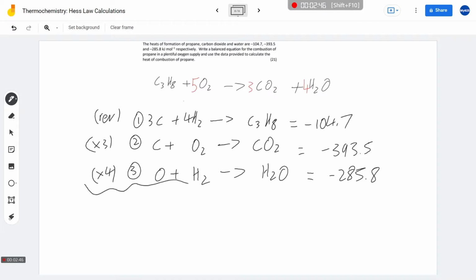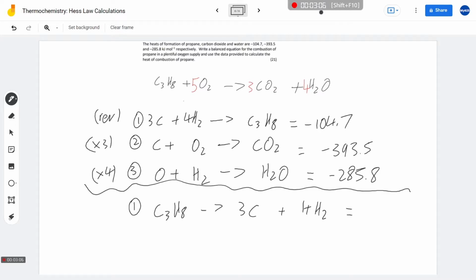So I'll draw a line here, and we need to perform all of these operations on our equations and see what we end up with. So let's go for equation 1. We said we need to reverse it. So if we reverse it, we end up with C3H8 going to 3 carbons and 4 hydrogen molecules. And when we reverse the equation, we reverse the sign of the number, so the negative becomes positive. And so we would have positive 104.7.